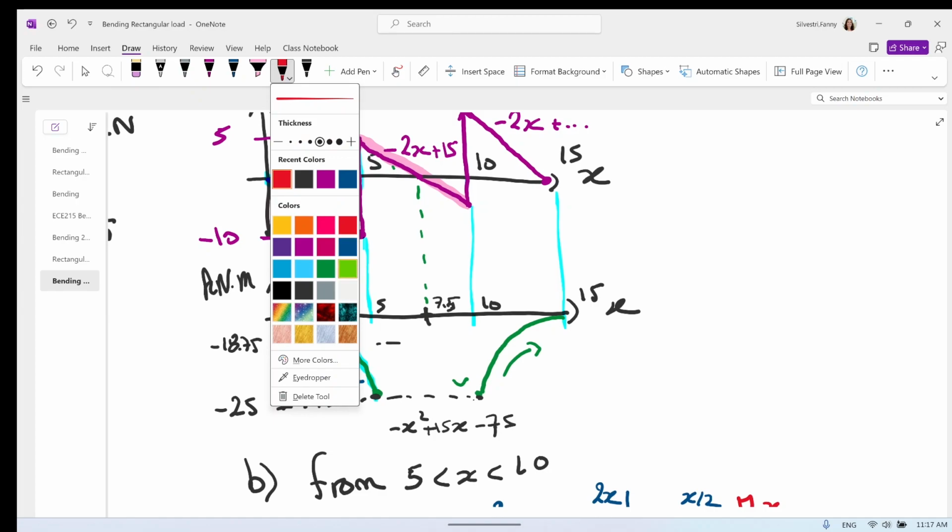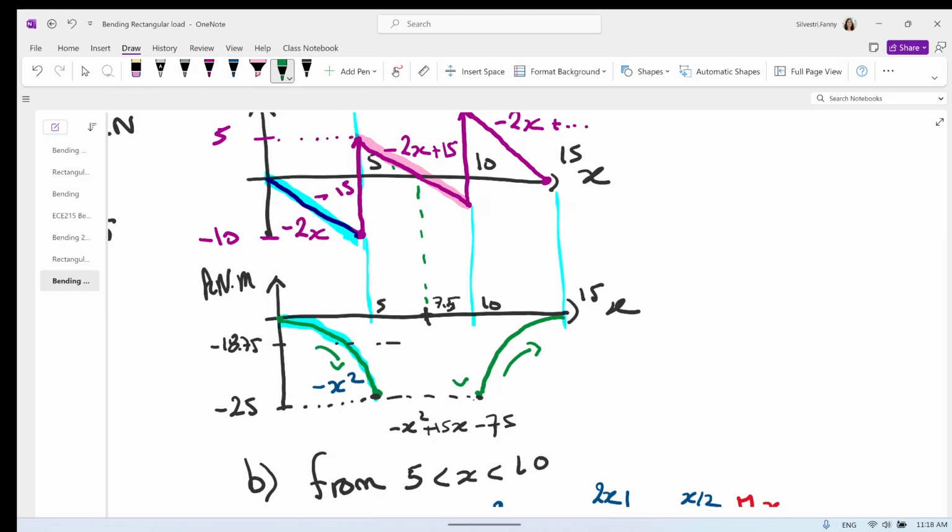Let me draw it like this, right? Because minus 75.5 is not super far away from 75. This way. And this one is the maximum. Okay, and this is my pink equation.